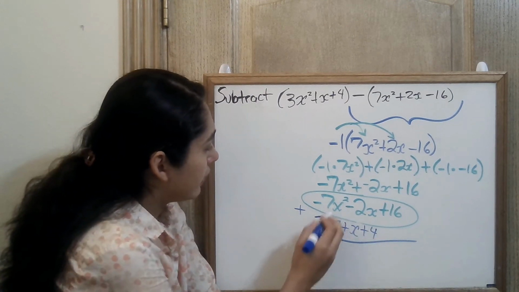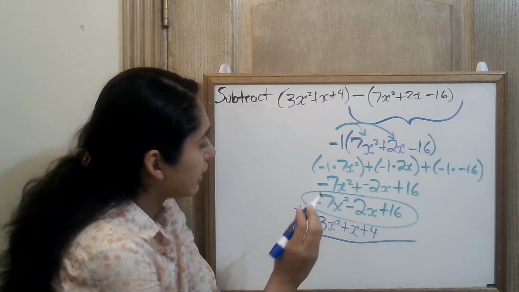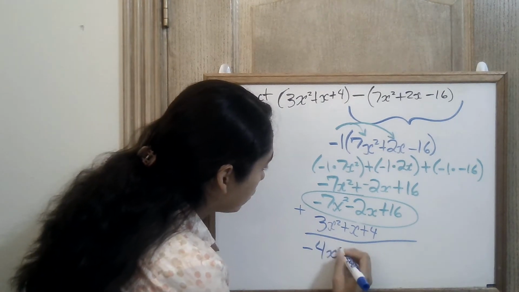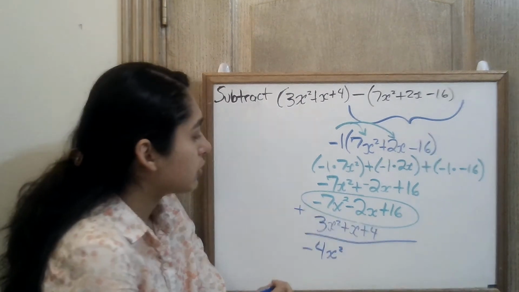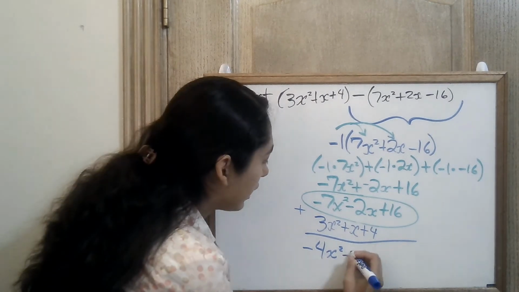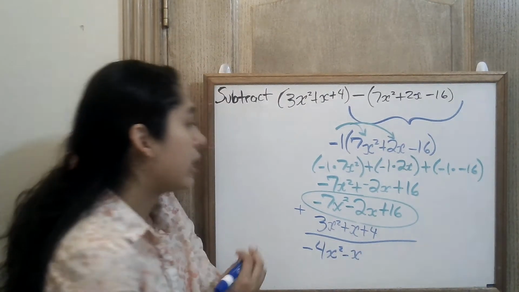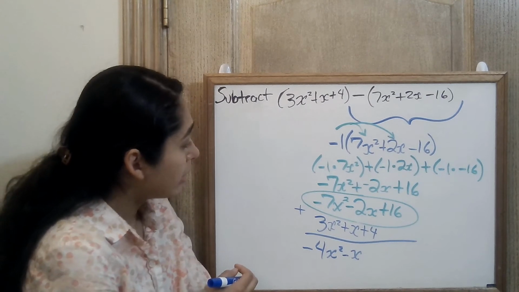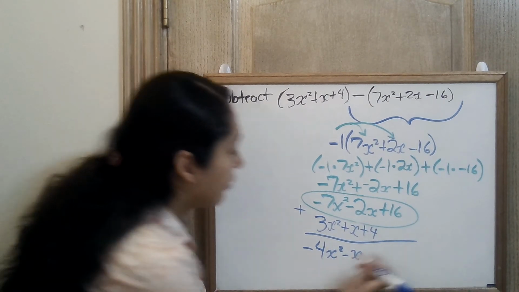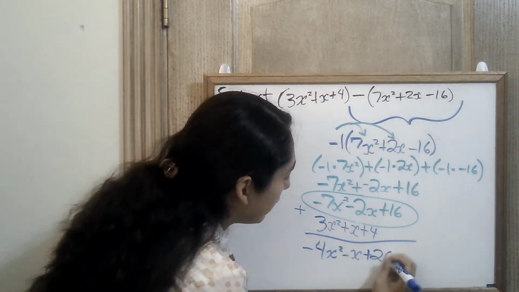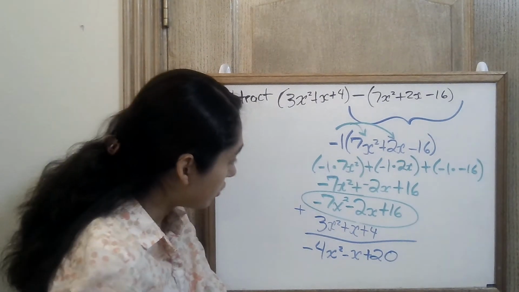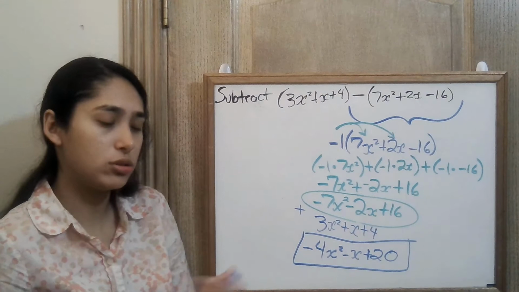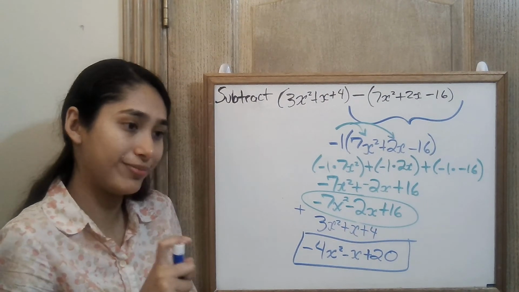So negative 7x squared plus 3x squared is the same thing as negative 4x squared. Negative 2x plus x is just negative x. Then I have positive 16, and I add it with 4. I get plus 20. Double check my notes. Yep. We have effectively subtracted 2 polynomials.